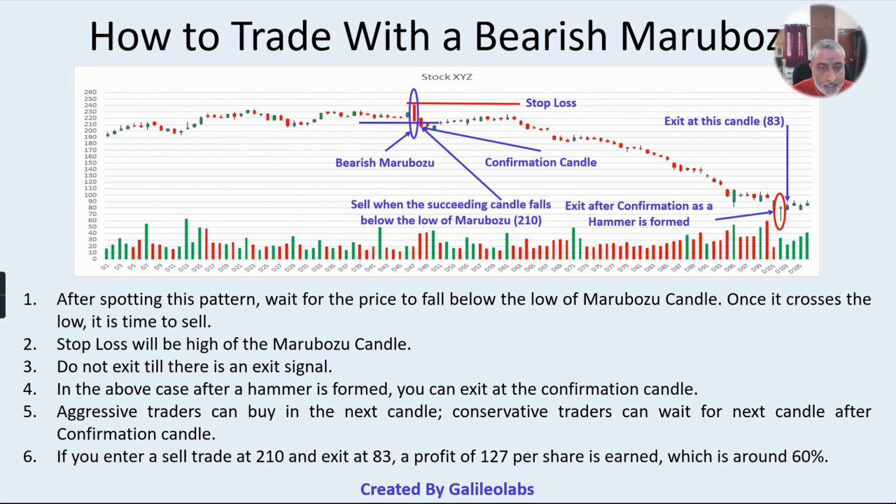Now if you enter a sell trade at 210 and exit at 83, a profit of 127 per share is earned, which is around 60%, and this is not bad.